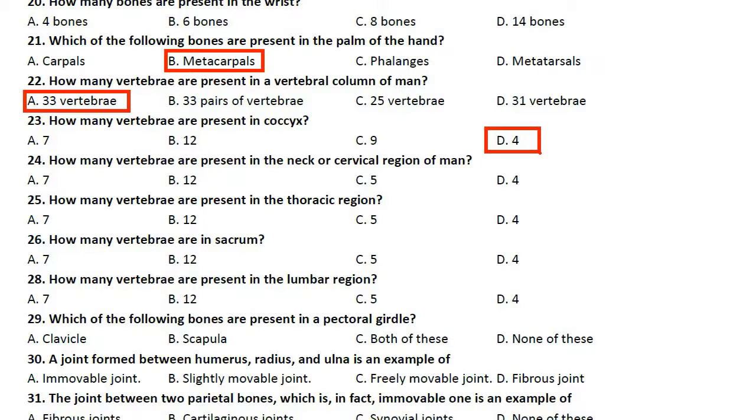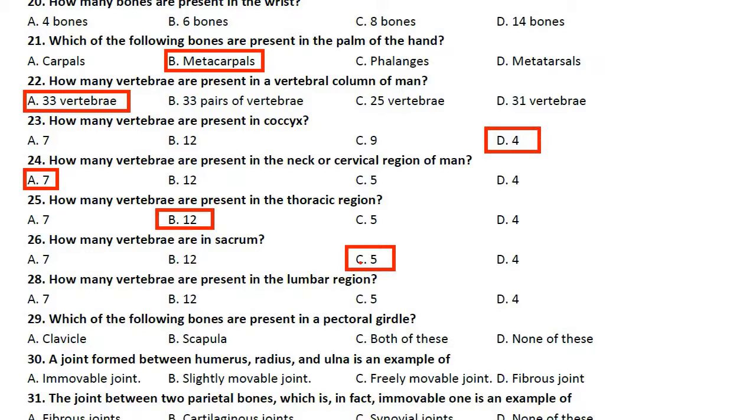Question number 24 is, how many vertebrae are present in the neck or cervical region of man? Cervical region of man contains 7 vertebrae, so option A is correct. Moving towards question number 25, how many vertebrae are present in the thoracic region? Thoracic region contains 12 vertebrae, so option B is correct. Question number 26 is how many vertebrae are in sacrum? Sacrum is a region in the vertebral column and it contains 5 vertebrae, so option C is correct.